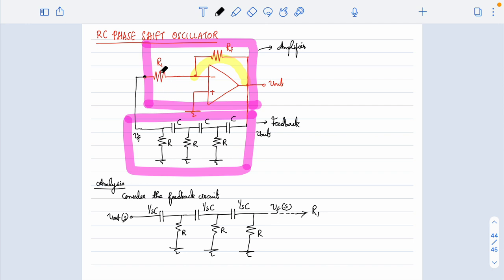I'll come back to that condition later. We will make R1 much larger, at least 10 times larger than R, so that this feedback circuit will not load much, or will not draw much current from this. Under that condition, since R1 is much larger compared to R, most of the current will be flowing through this R. That is the condition based on which we are going to analyze the circuit. I'll explain this. So let us look at this.